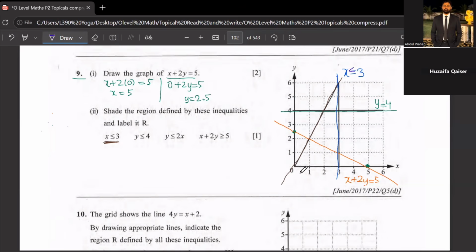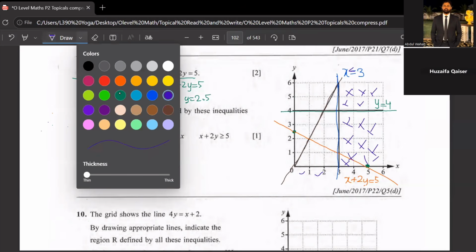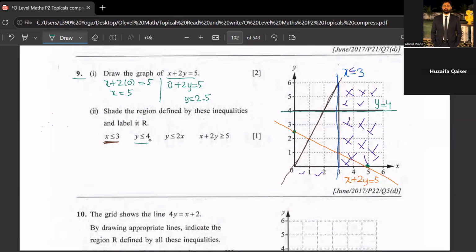It means they are talking about the lesser values of x. They do not talk about the greater values of x, not interested in these values of x. This is not under consideration. But if I say focus on y is less than or equal to 4, if you focus on the lesser values of y, it means this area is not included, is not represented by this.